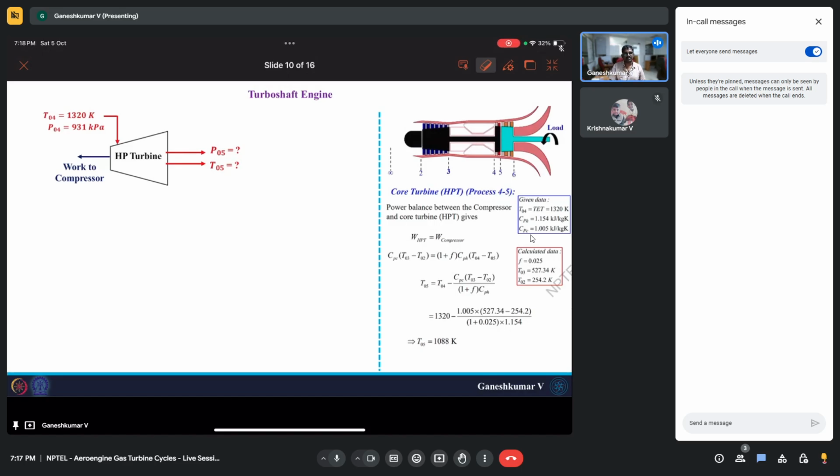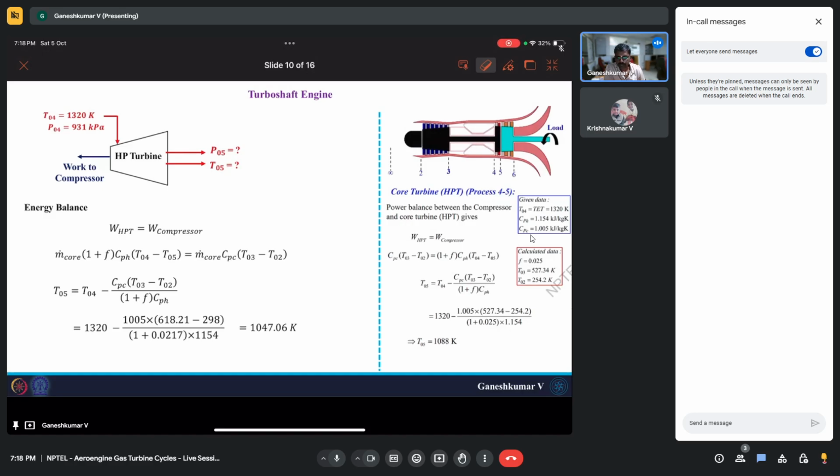And then what we have is the HP turbine. In the HP turbine, as I said, we are going to run the compressor, and now you need to think a little bit. So if you do an energy balance, work done by the HP turbine is equal to work done on the compressor, right? So if you substitute those relations and rearrange it, you will end up having T05 as this relation, which we all know.